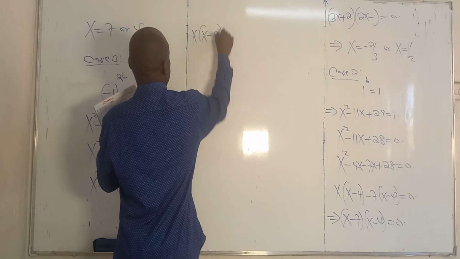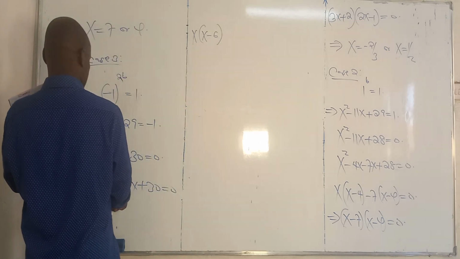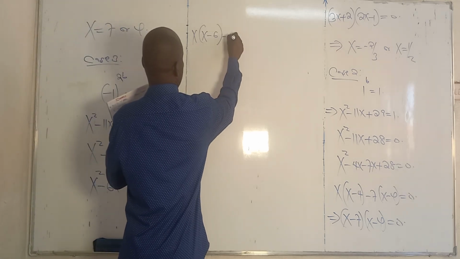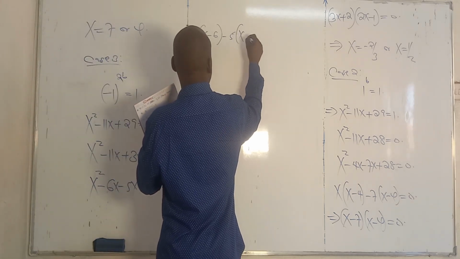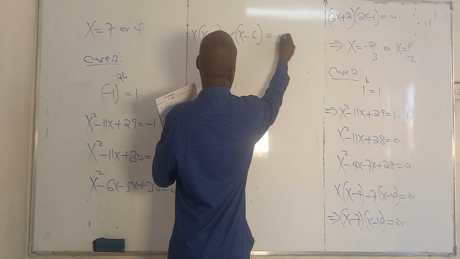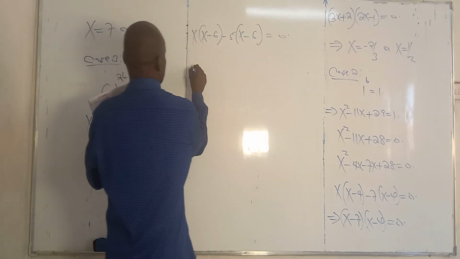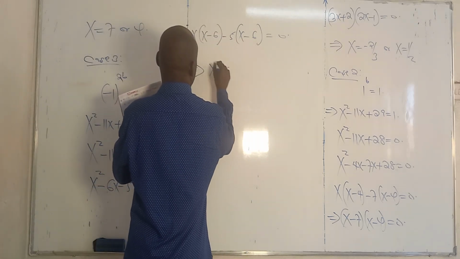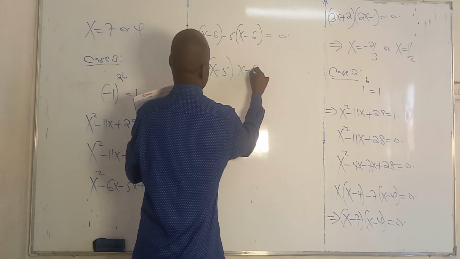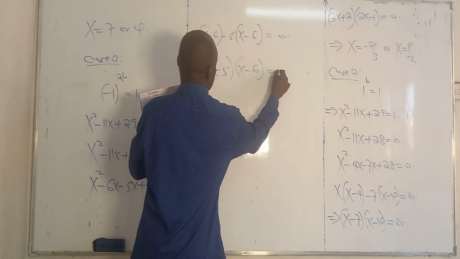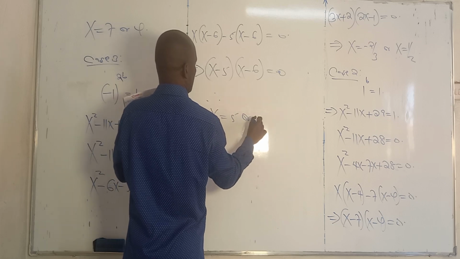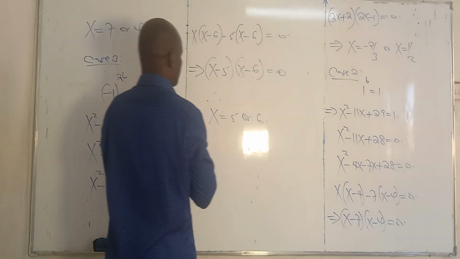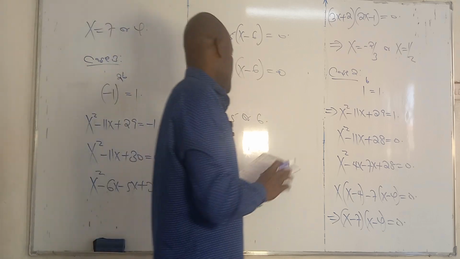So that means x into x minus 6 minus 5 into x minus 6 is equal to 0. That should then mean that x minus 5 or x minus 6 is equal to 0. And therefore, x is 5 or 6.